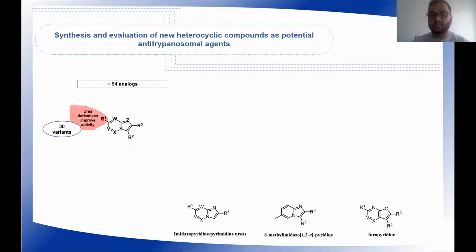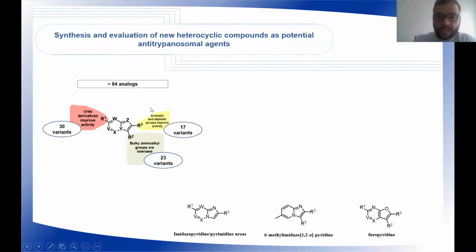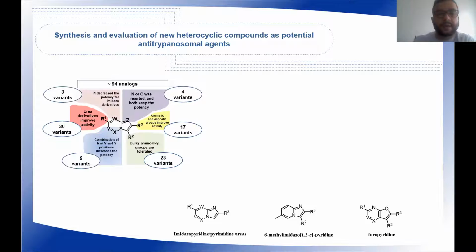We tested all these 94 analogs against T. cruzi and T. brucei. Most of them are active, with some potency against parasites. And here I have like 30 variants having urea, basically, or amide also, but urea is better than amide in the case of parasites. Here I have basic amino groups in this position. That one I have aromatic and aliphatic. And in the ring, I have nitrogen or oxygen.